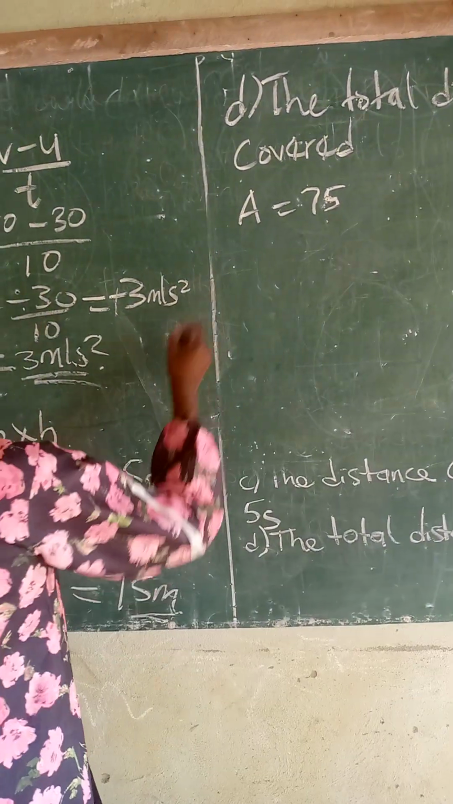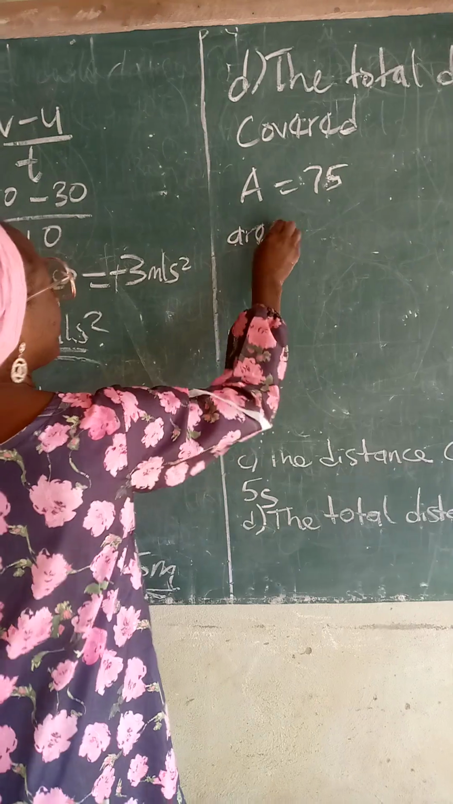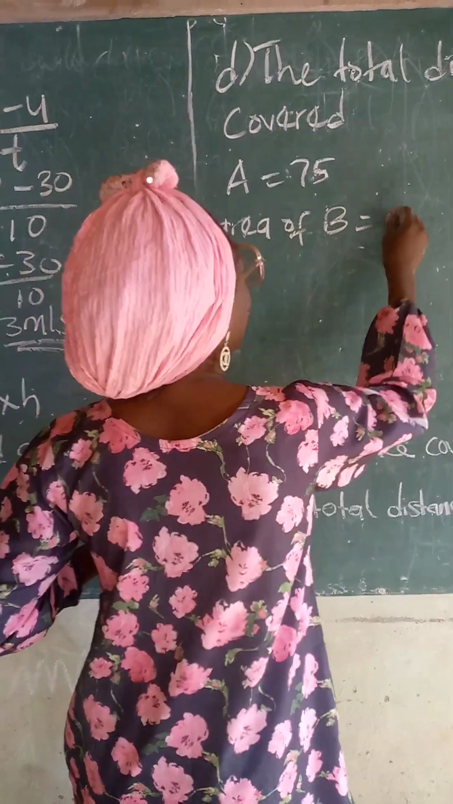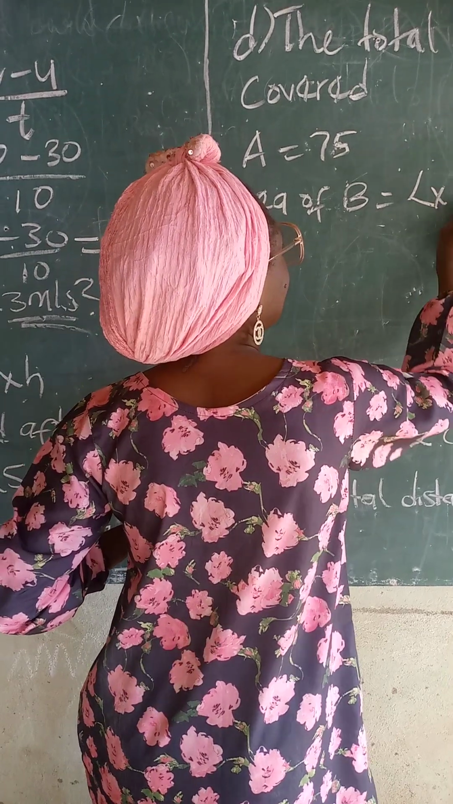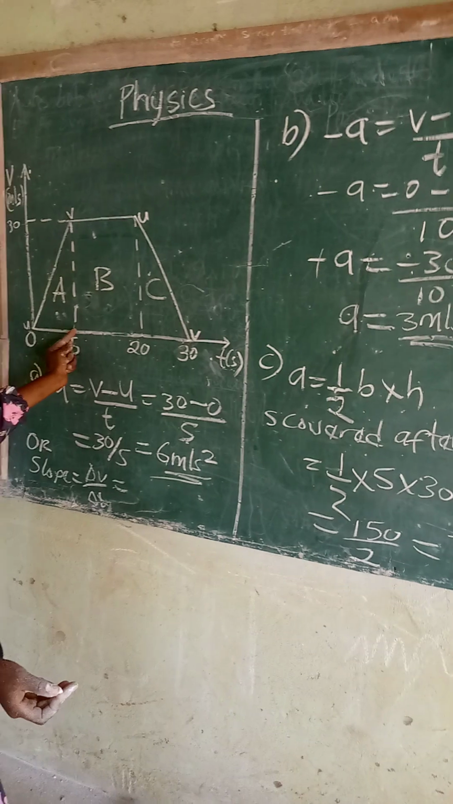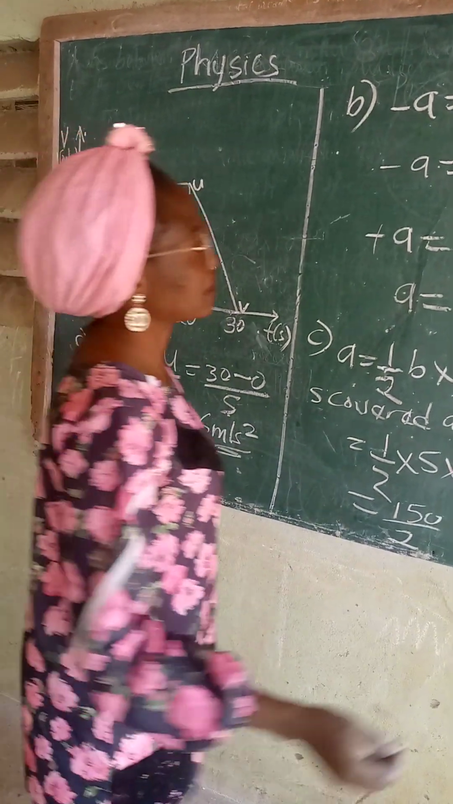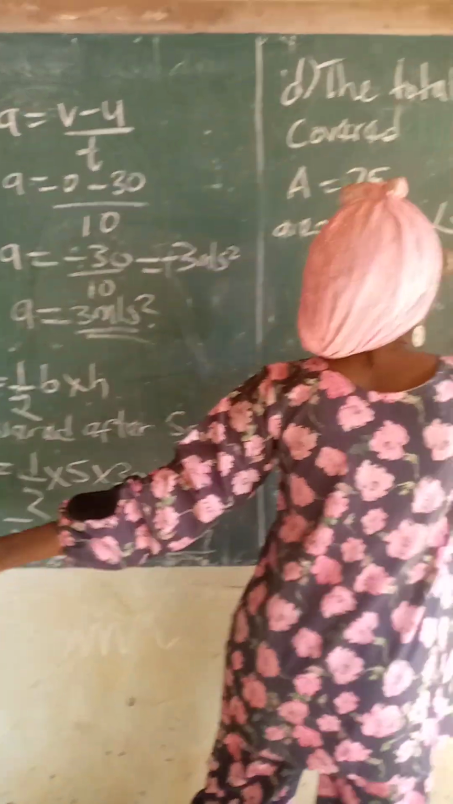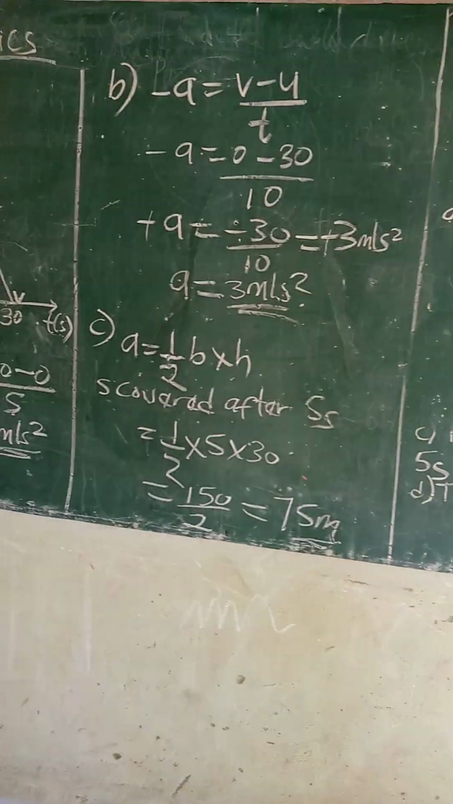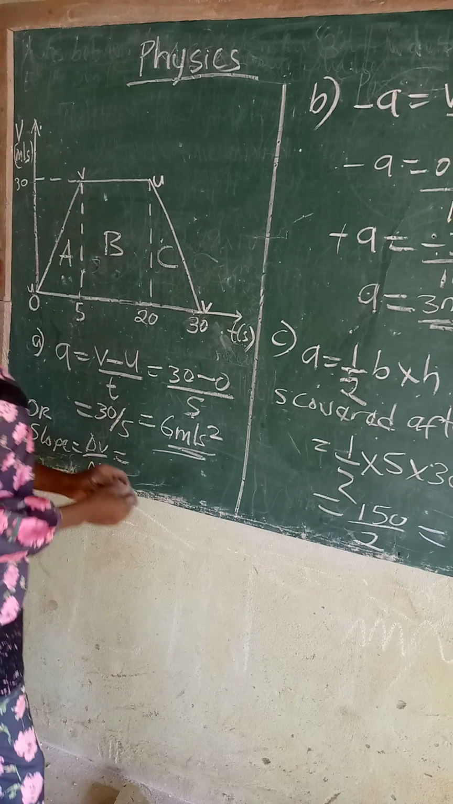Now the area of B is what we'll be looking for. Area of B is equal to length times breadth. The length, 30 minus 0, is 30. And then the breadth is 20. This is the breadth. 20 minus 5 will give us 15.